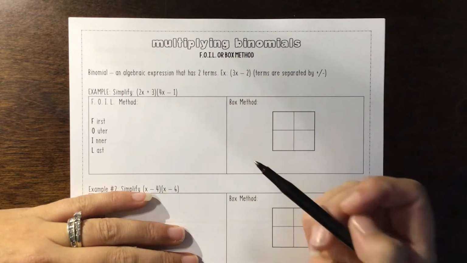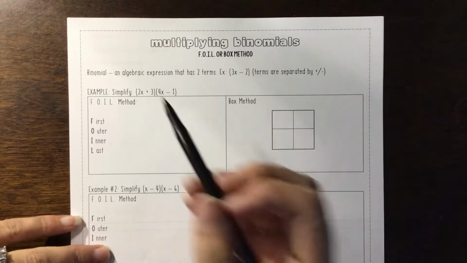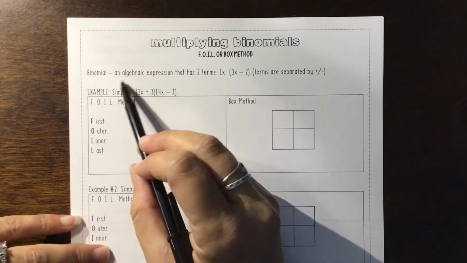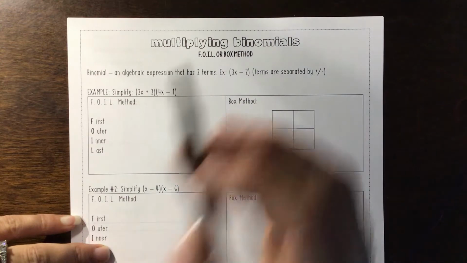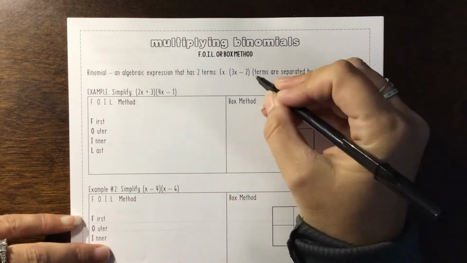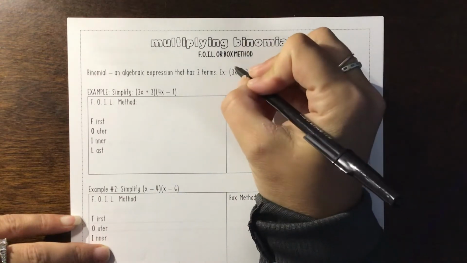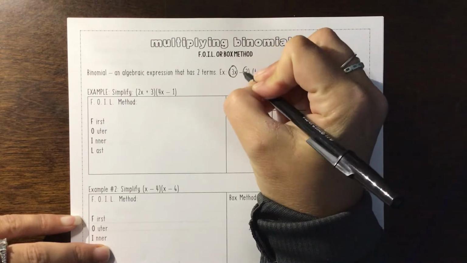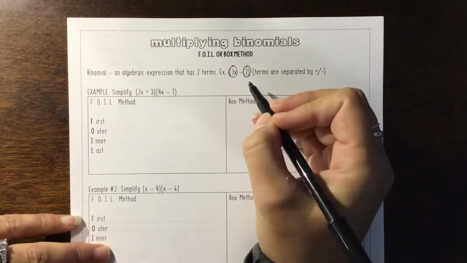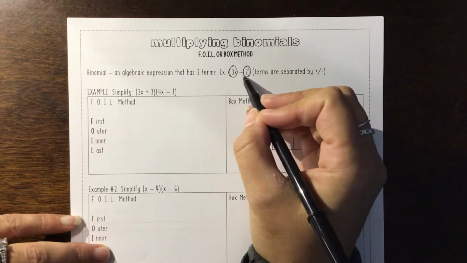Before we get into the two methods, I just want to reiterate what a binomial is. We said a binomial is an algebraic expression that has two terms. Remember, we said that terms are separated by a plus or a minus. So this is a term and this is a term. This set of parentheses has two terms, so we call it a binomial.